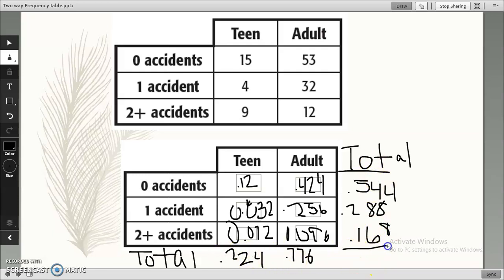And the way that I check myself is that they should add up to 1. So I'm going to add 0.544 plus 0.288 plus 0.168. I do get 1. Check going this way: 0.224 plus 0.776 is 1. Okay? So we know we did it right.